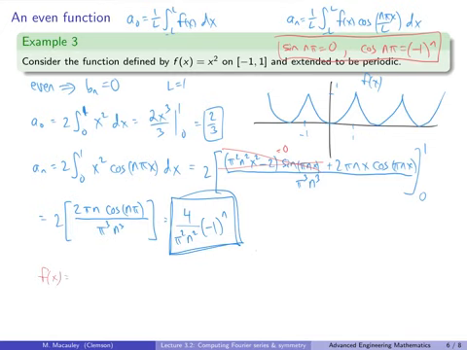So our Fourier series, f of x, is a naught over 2. Now a naught is 2 over 3. So a naught over 2 is going to be 2 over 6. So that's 1/3. So it's 1/3 plus the infinite sum from n equals 1 to infinity of 4 over pi squared n squared times negative 1 to the n times cosine of n pi x. So there's my Fourier series.